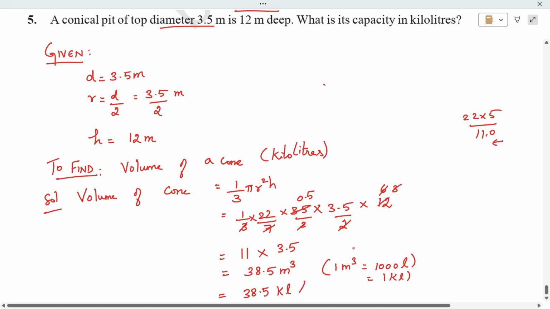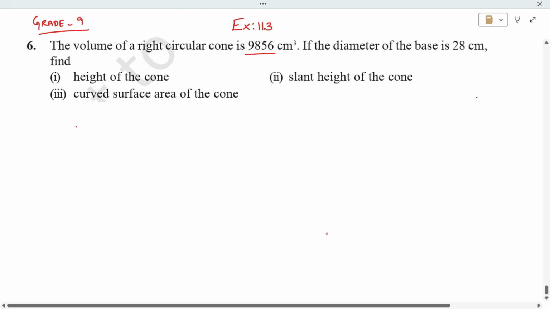Okay. Question number 6. The volume of a right circular cone is 9856 centimeter cube. So first filter the given statement. That is, the volume of a cone is equal to 9856 centimeter cube, isn't it?